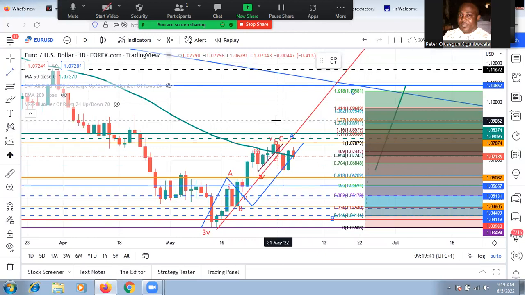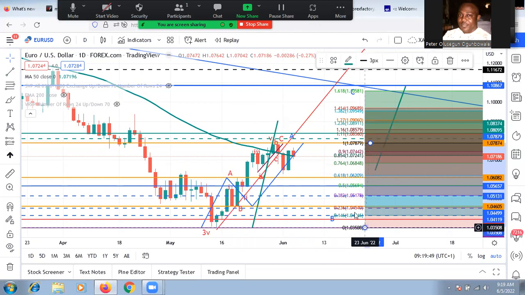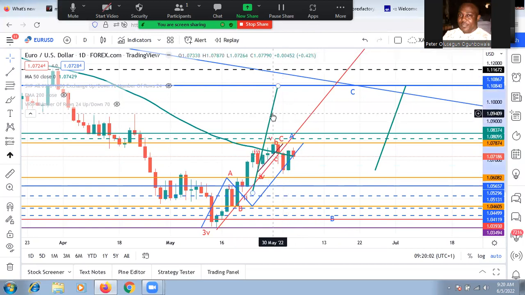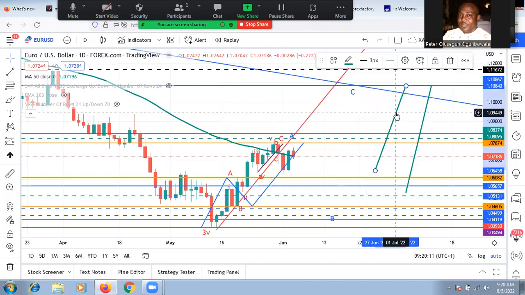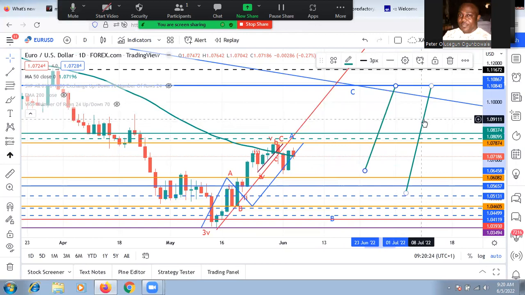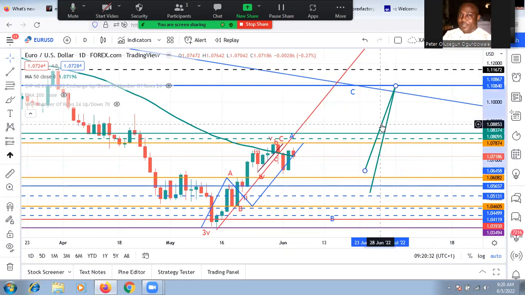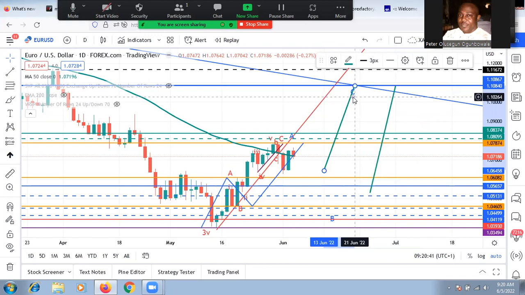Let's use this. It will look like that. So we are trying to find the lower limit of the B wave that is coming down to give rise to C, which is going to end somewhere here.